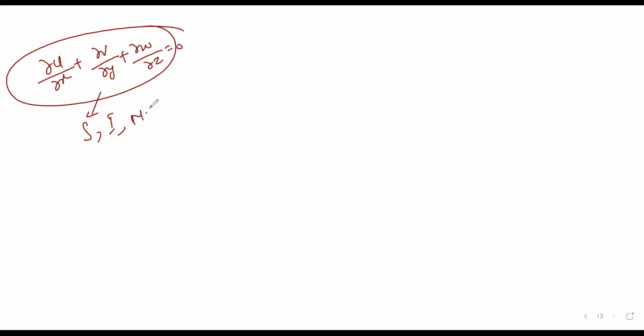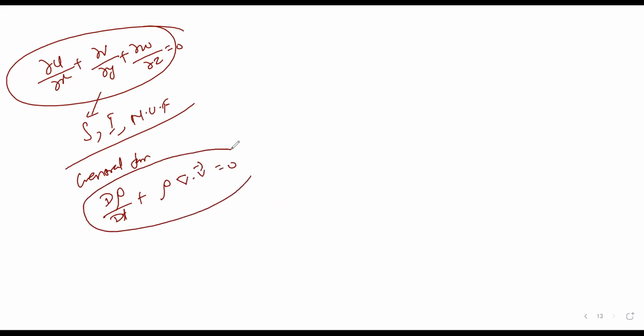And it's a non-uniform flow. These 3 cases, इसको हम लोग general form में लिख सकते हैं. The general form of continuity equation is given as dρ/dt plus ρ into del dot V is equal to 0. ये general form of continuity equation, that is in terms of vector.